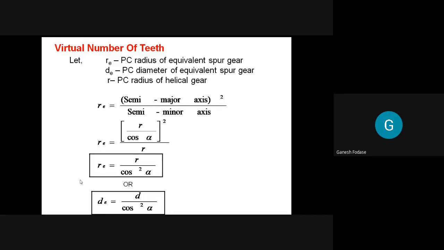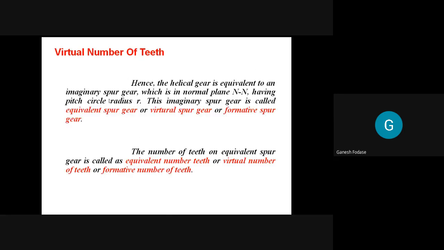So this is the radius of the equivalent spur gear when we cut it along a normal plane. Re is the pitch circle radius of the equivalent spur gear, and the relation between R equivalent and the pitch circle radius of the helical gear is R equivalent equal to R upon cos square alpha, and D equivalent equal to D upon cos square alpha. Now from these radius and diameter relations, we can also derive equations for teeth, that is the concept of virtual number of teeth. The number of teeth on the equivalent spur gear is called the equivalent number of teeth or virtual number of teeth. It means if I cut this helical gear along a normal plane and calculate the teeth, then it is called the virtual number of teeth or equivalent number of teeth. The concept of equivalent spur gear we just discussed.